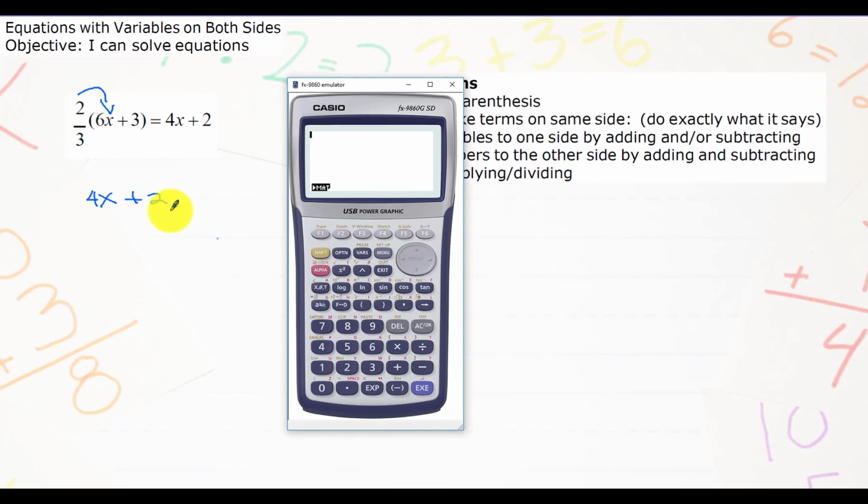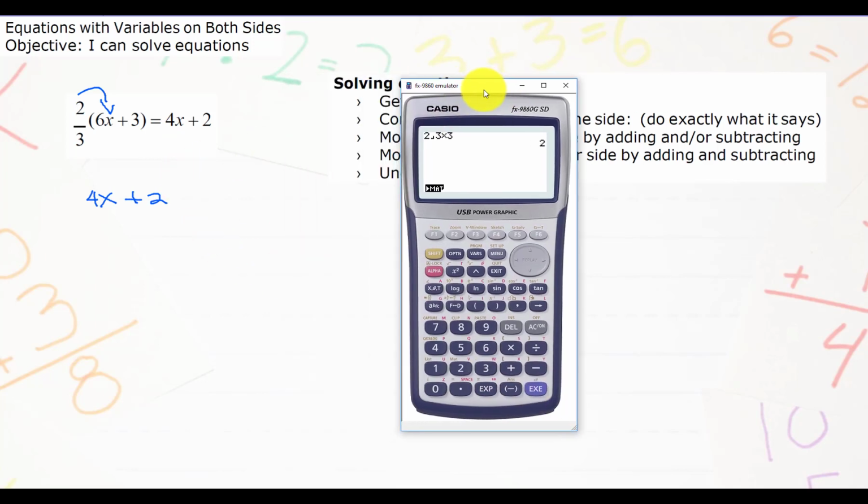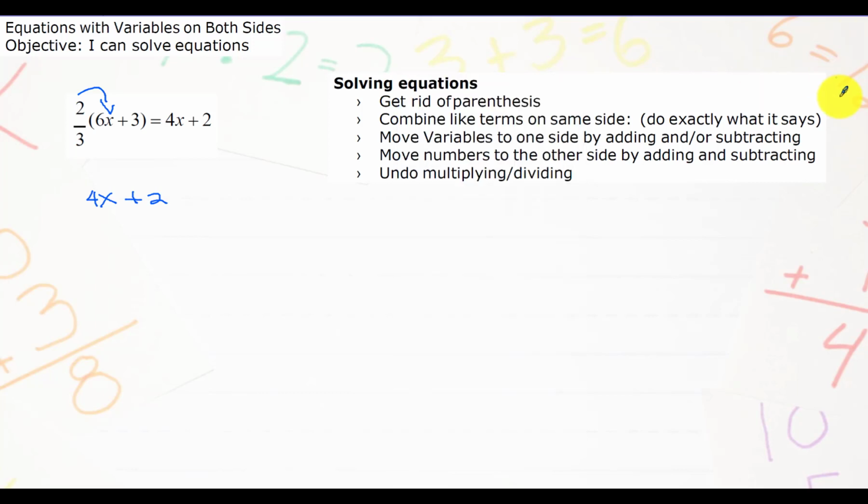2/3, you can type this one in as 2 ABC 3, that's your 2/3, times 6, and that's equal to 4. Okay, next, 2 ABC 3 times 3 is indeed equal to 2. Okay, so let's continue. So our right side is equal to 4x plus 2.